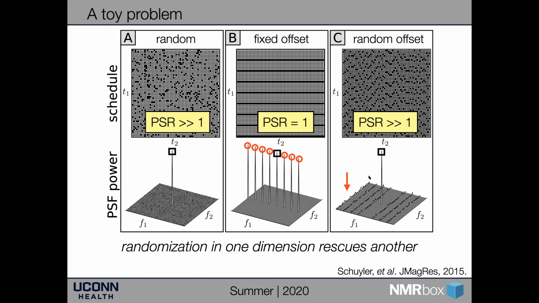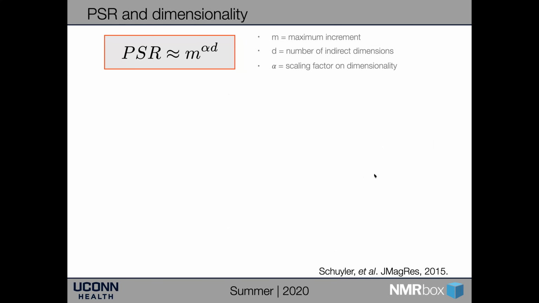And through a full survey of various parameters that define these types of sample schedules, we can get a nice, clean quantitative result where we get an equation that looks like this. So the peak to side lobe ratio is going to scale as the number of points along each of our indirect dimensions, or M, that maximum increment, raised to alpha times D, where D is the number of indirect dimensions, and alpha is a scaling factor that we have.